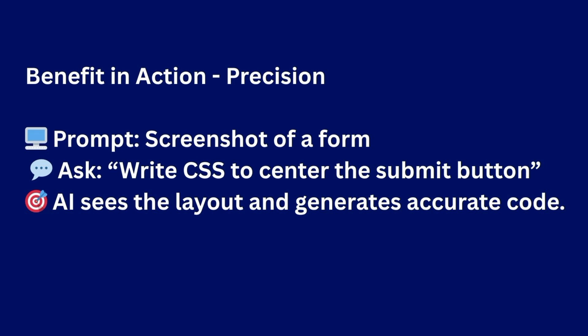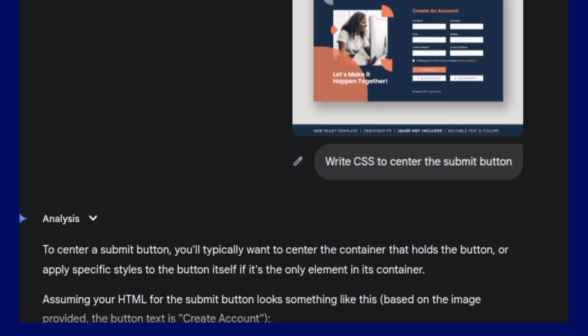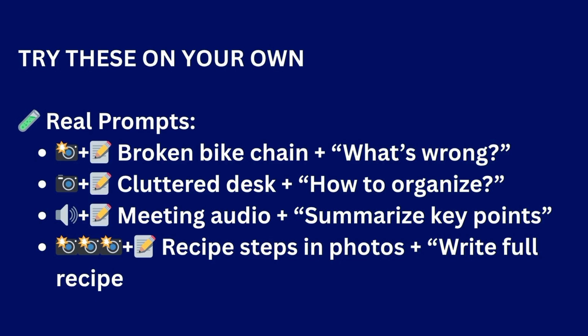In terms of precision, you can give a prompt like a screenshot of a form and ask it to write CSS for the submit button. It has already seen the form, so it can give you a better output, and the code is more likely to be accurate than just writing text. Then there are also different examples. You have image captioning. You can ask a visual Q&A question. You can ask sketch to code, audio to summarize, and chart analysis. So there are different examples of multimodal prompts.